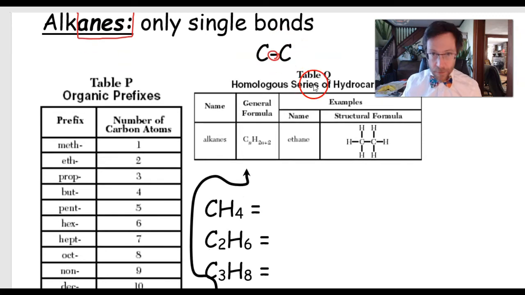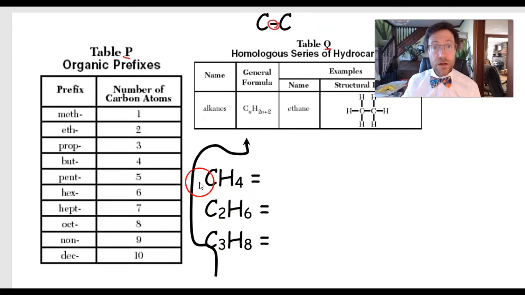How do we tell? Well, definitely not by memorizing. We're going to use table P and we're going to use table Q, because memorizing is not what we want to do in this chapter. There's way too much. We're going to use the charts. So every single time, first thing we need to do is come to the molecule and look at the ratio of carbons to hydrogens. Now here we have 1 carbon. So n equals 1.